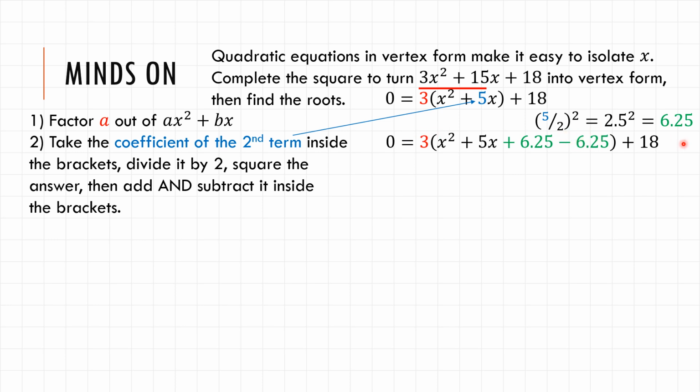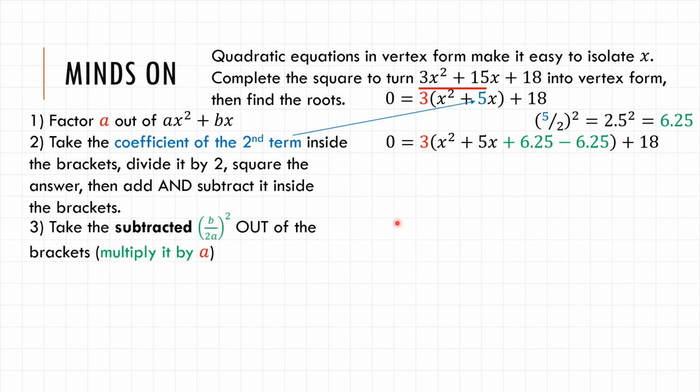I'm going to remove this from the brackets, and I'm going to do that by multiplying it by 3. So the third step is to take this subtracted value out of the brackets, and to do that, we have to multiply it by a. In that case, it would turn into negative 18.75. And I've put it in the back here.